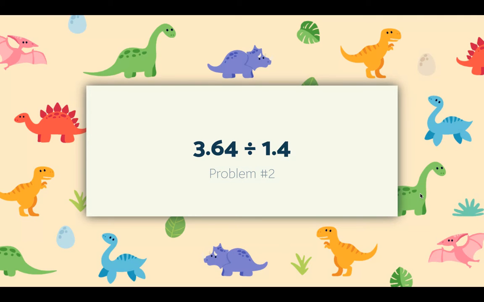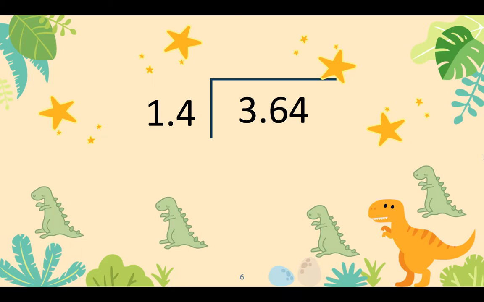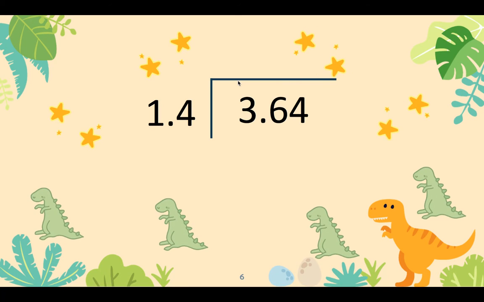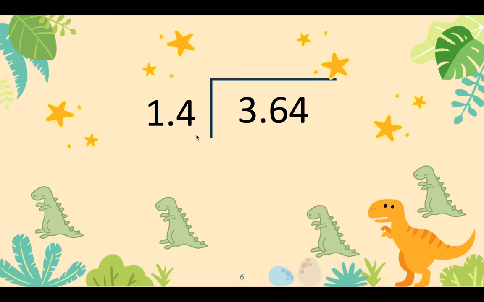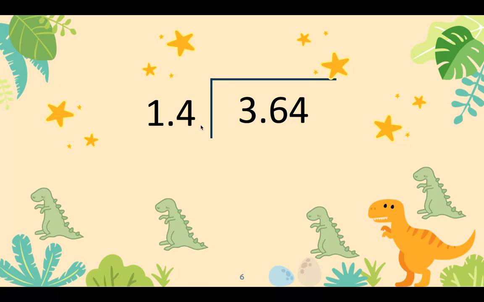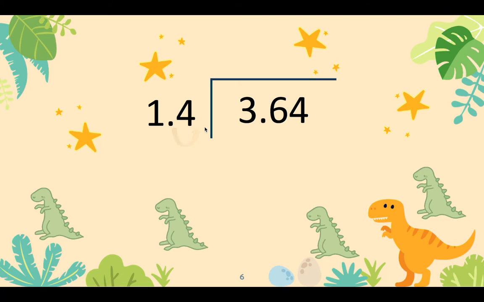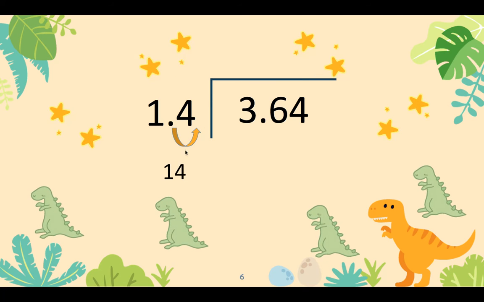So the next problem that follows, we're going to be focusing on decimals. So we have 3.64 divided by 1.4. We have to do an important step. We have to turn this decimal into a whole number, and we're only going to be able to do that if we move the decimal place once to the right. Once we do that, it should give us a whole number of 14.